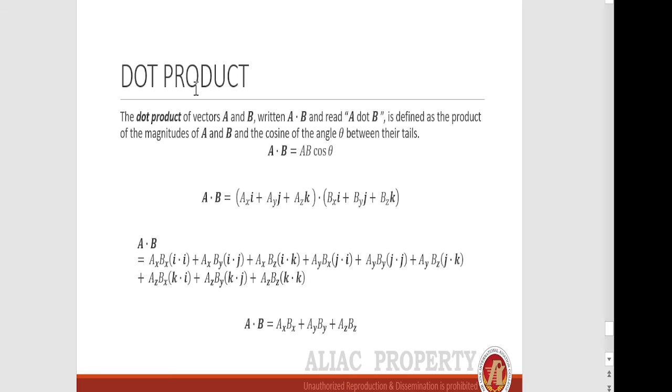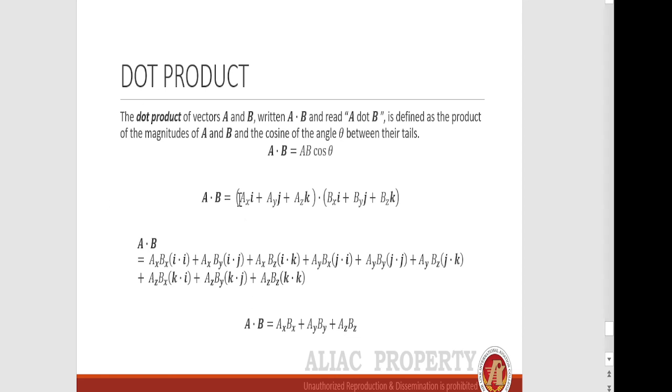And the last topic for this chapter is the dot product. The dot product of vector A and vector B is written A dot B and read as A dot B. Unlike the multiplication of vectors, where A multiply B or B multiply A is the same, A dot B is defined as the product of the magnitudes of A and B and the cosine of the angle theta between their tails. A dot B equals AB cos theta.